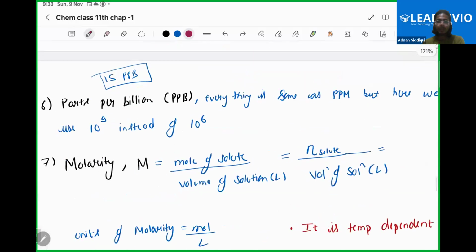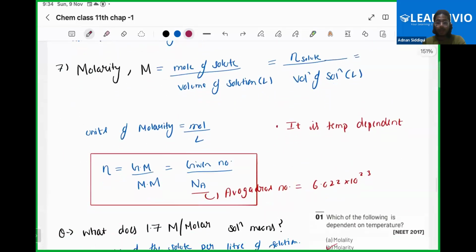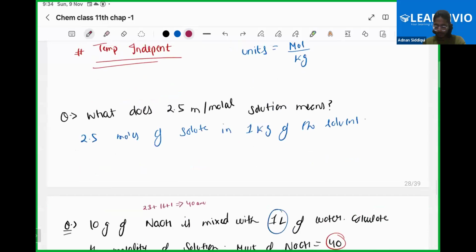Now parts per billion, everything is same. What you have to do is replace 10 to the power 6 by 10 to the power 9. Everything is same. Suppose I'm saying 15 ppb solution, that means 15 gram of solute in 10 to the power 9 gram of solution. Now molarity and molality, very famous topic.